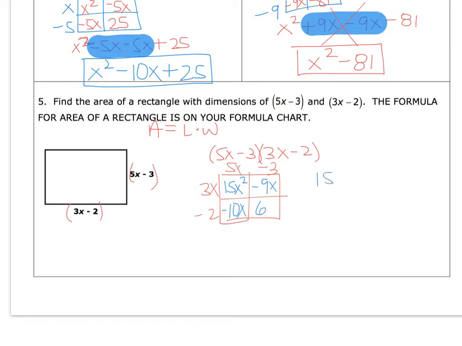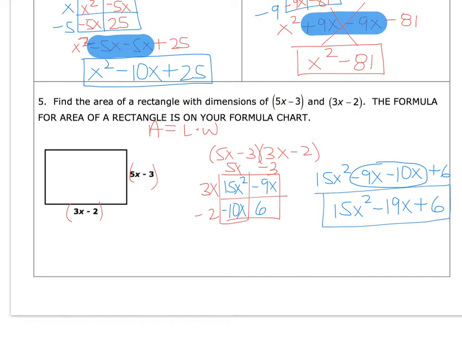So I've got 15x squared minus 9x minus 10x plus 6. These two like terms in the middle get added up, and I get 15x squared minus 19x plus 6. Notice that when we added these terms in the middle, we did not change the exponent. And that's my final answer here.